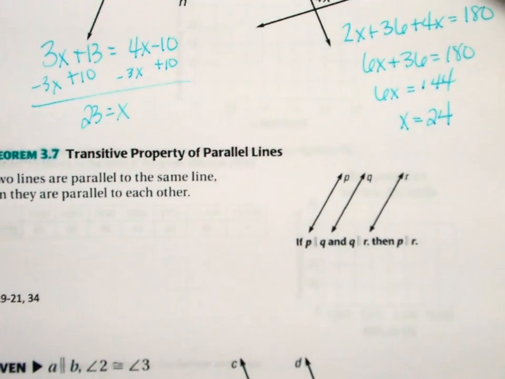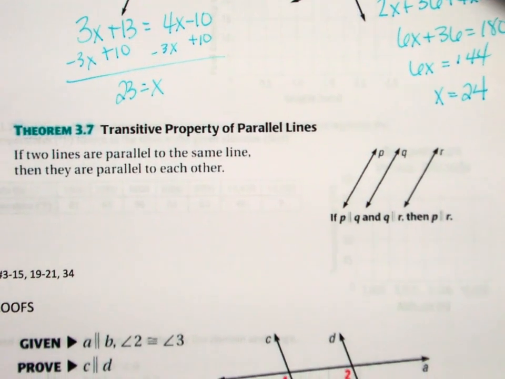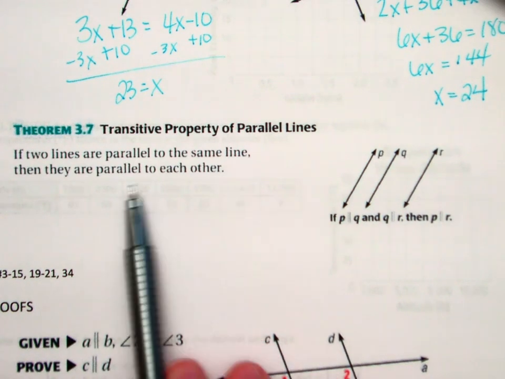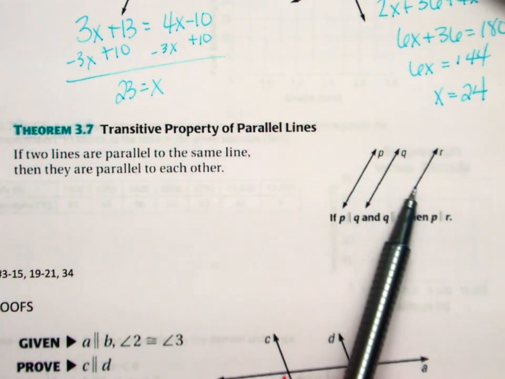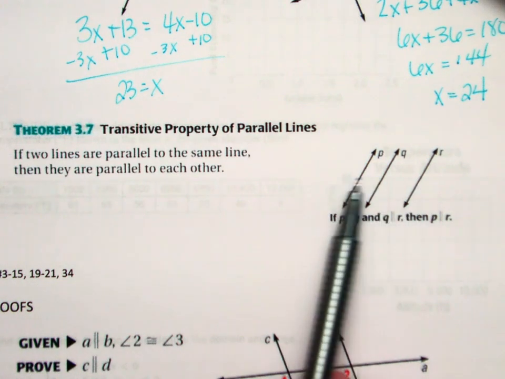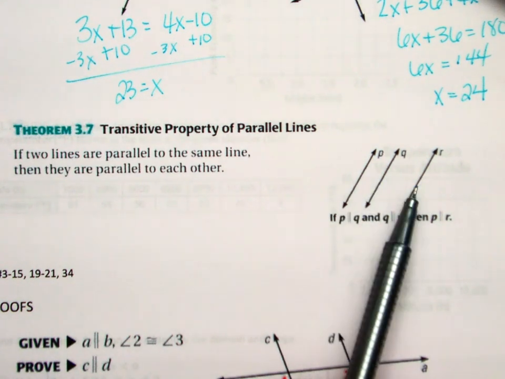Last but not least, we have the transitive property of parallel lines. If two lines are parallel to the same line, then they are parallel to each other. So if these two lines are parallel and these two lines are parallel, P and Q are parallel and Q and R are parallel, P and R must be parallel to each other.